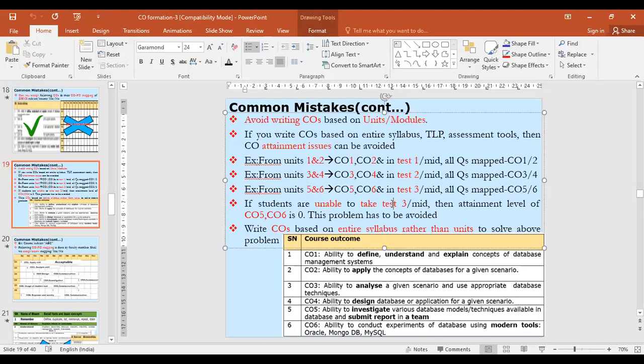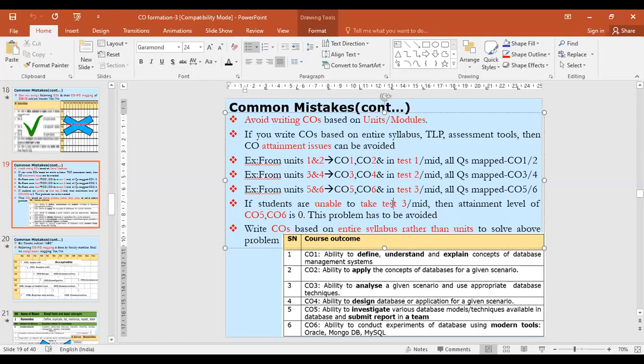With respect to my institution, we write the course outcome by considering the entire syllabus. CO1 may come from unit 1, unit 2, unit 3, unit 4. It doesn't matter, you will write one CO. For example, CO1 is written based on the understanding skill. The understanding questions may come from unit 1, unit 2, or unit 3, mid 1 or mid 2. It doesn't matter. So tomorrow mapping is very easy, and attainment also is very easy.